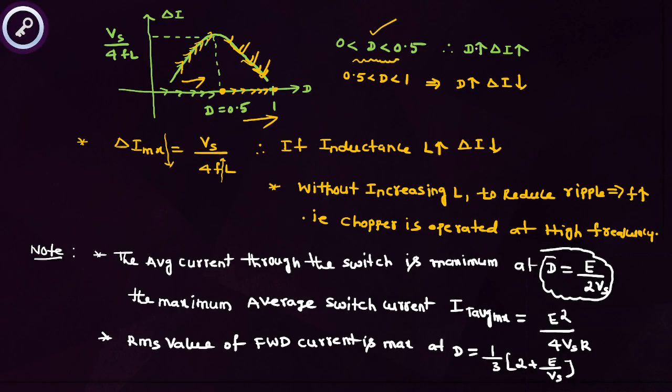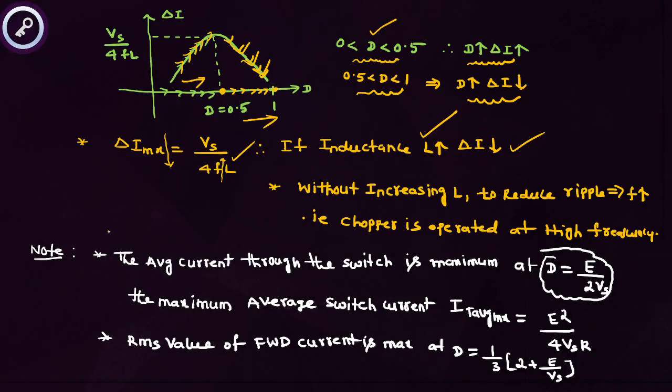For 0 to 0.5, if duty cycle increases, ripples increase. For 0.5 to 1, students, if duty cycle is increasing, ripples reduce. Then what is the maximum ripple current? Maximum ripple current equal to Vs by 4fL. Then if inductance increases, ripple currents reduce.